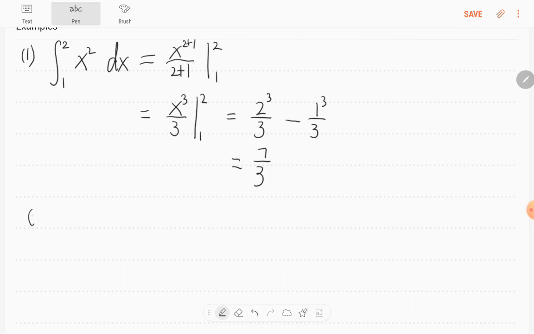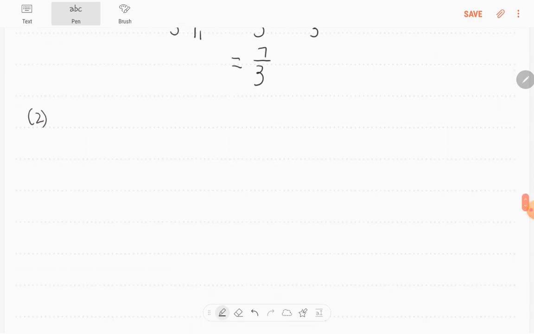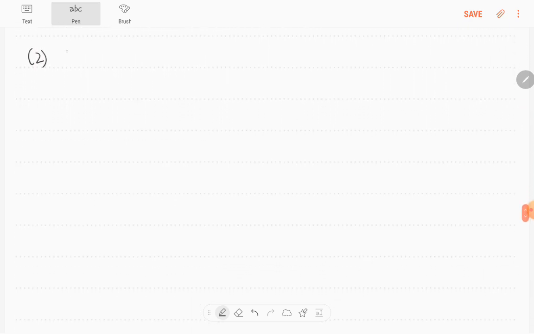So now let's look at the second example. The integral from 0 to pi over 4 of cosine x dx. So we need to find the antiderivative of cosine x. So whose derivative equals cosine x? The sine x. Then evaluate at 0 and pi over 4.